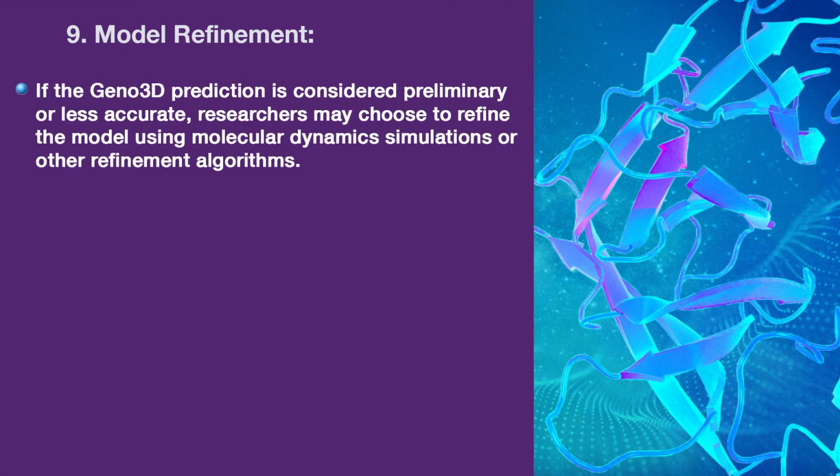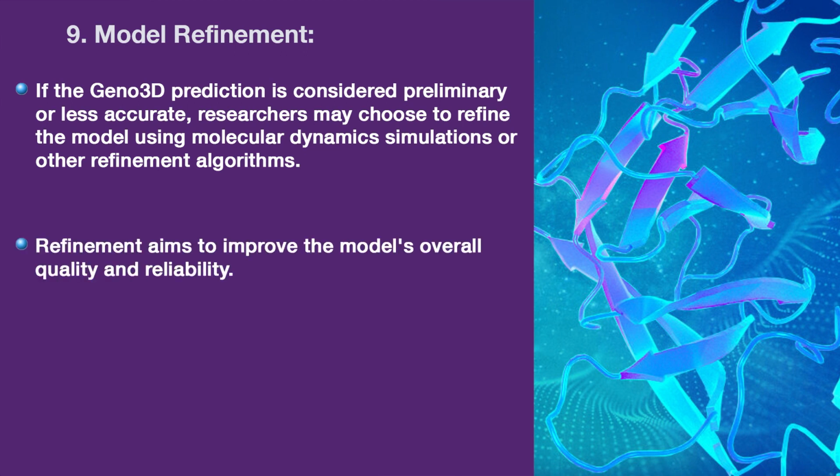If the Geno3D prediction is considered preliminary or less accurate, researchers, scientists or students may choose to refine the model using molecular dynamics simulation, which was also introduced in the previous lecture. Kindly refer to the same for a basic understanding of molecular dynamics simulation. So, for the refinement, MD simulation may again be utilized with further refinement algorithms. Refinement aims to improve the model's overall quality and reliability.